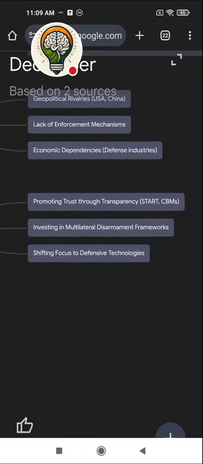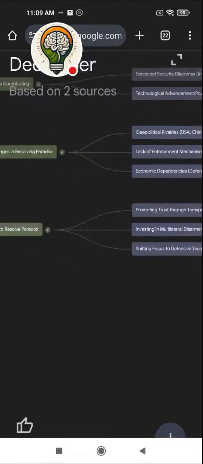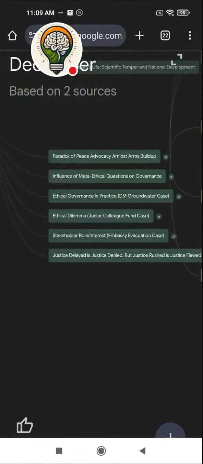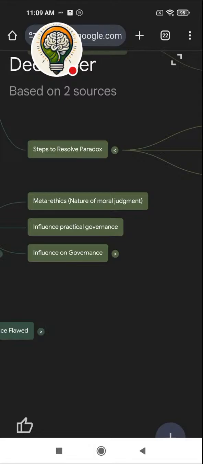So promoting trust through transparency like START and CBMs, and investing in multilateral disarmament framework, and shifting focus to defensive technologies, and the influence of meta ethics question on governance. So meta ethics, the nature of the moral judgment, influence on practice and governance.